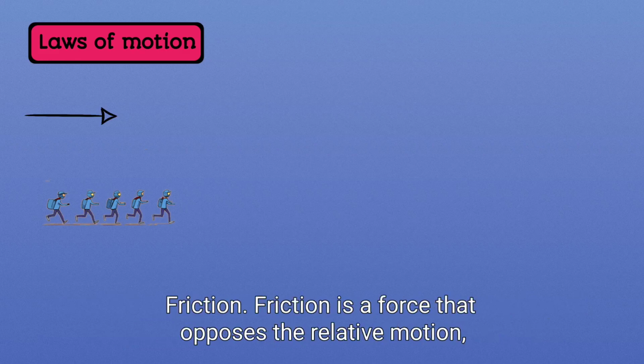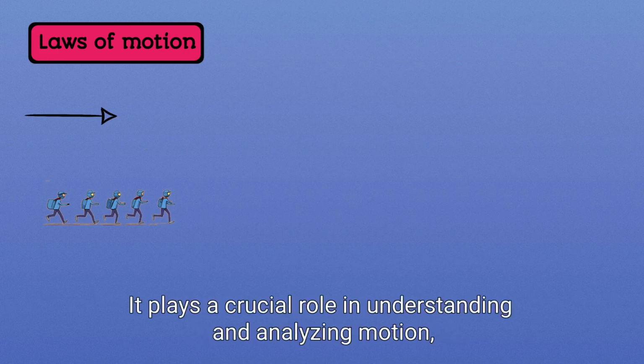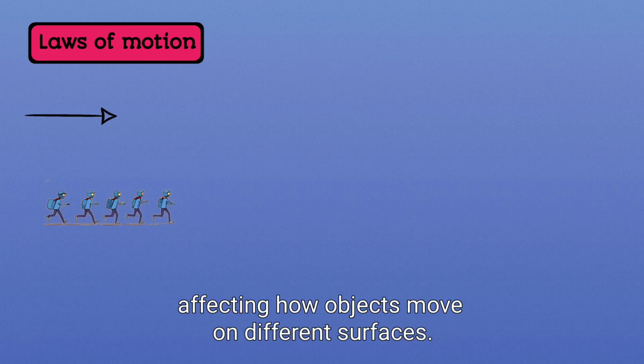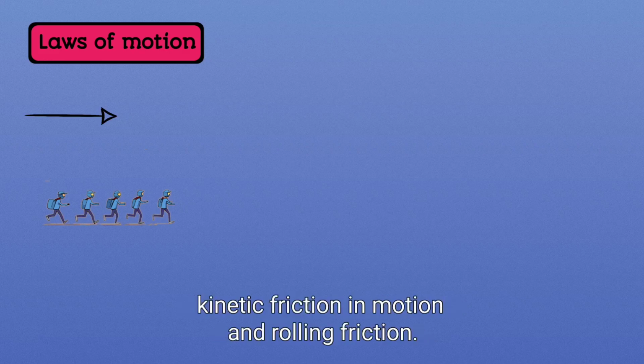Friction. Friction is a force that opposes the relative motion or tendency of such motion of two surfaces in contact. It plays a crucial role in understanding and analyzing motion, affecting how objects move on different surfaces. Types of friction include static friction, at rest, kinetic friction, in motion, and rolling friction.